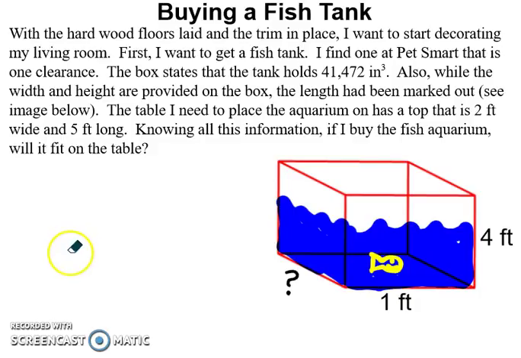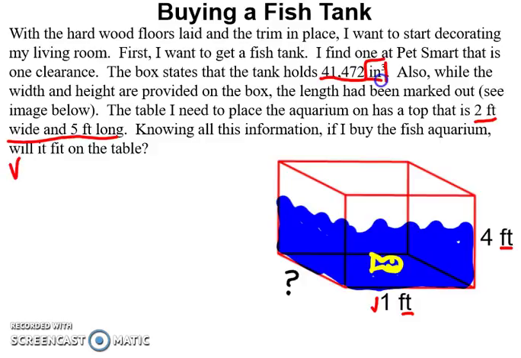Alright, so for the last problem, they want to know, can I get this aquarium? I know the volume of the aquarium, that's given right here, 41,472, but I have cubic inches, and here I'm in feet, so I've got to be able to convert. I'm trying to figure out, well, I fit on a 2-foot wide by 5-foot long table. Well, the 1 foot wide I'm good on, since 1 is less than 2 feet for the width. So then it's a matter of, how about this length? How long is my fish aquarium?